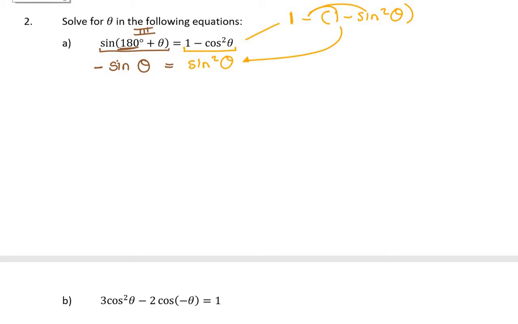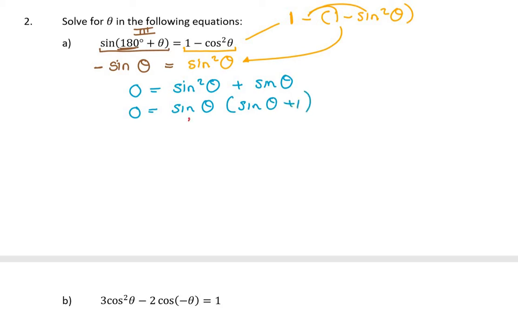Oh, now we have a lovely equation, because I'm going to make one side equal to 0. That doesn't look like a 0. I'm so used to drawing thetas. I'm going to bring my sine squared over, just to keep my sine squared positive. Highest common factor, definitely, so highest common factor of sine theta, so I have sine theta times sine theta plus 1. And now I have my two solutions.